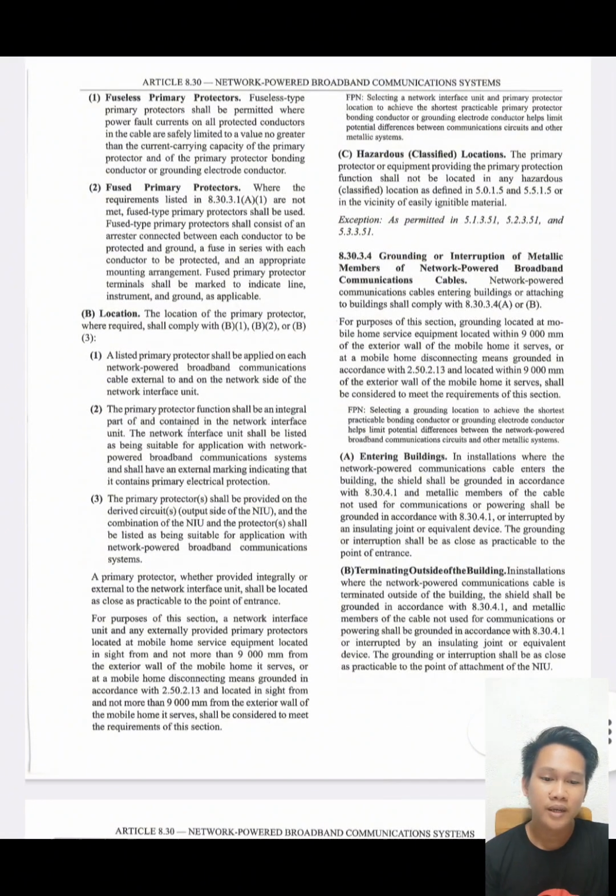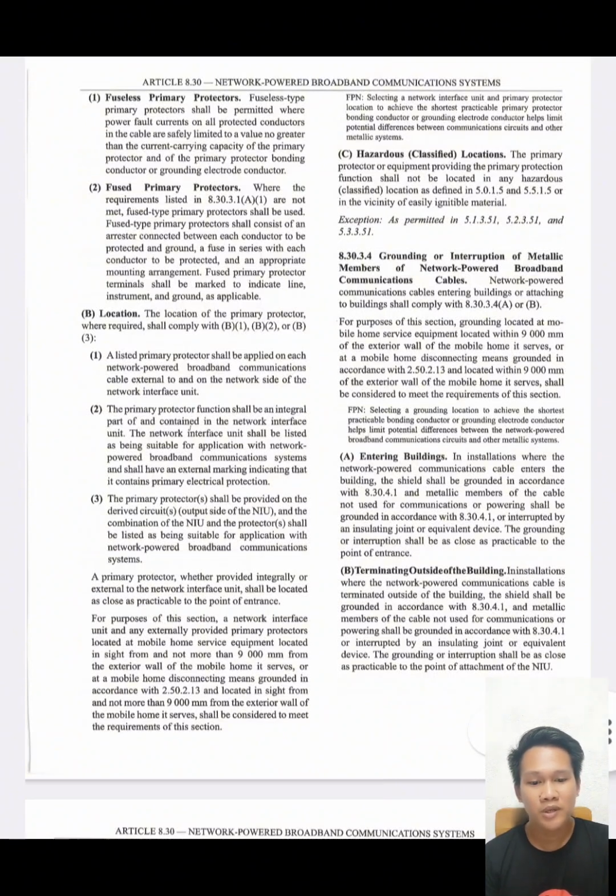First, we have A, entering buildings. In installation where the network-powered communication cable enters the building, the shield shall be grounded in accordance with 8.30.4.1 and metallic members of the cable not used for communication or powering shall be grounded in accordance with 8.30.4.1 or interrupted by an insulating joint or equivalent device. The grounding or interruption shall be as close as practicable to the point of entrance.